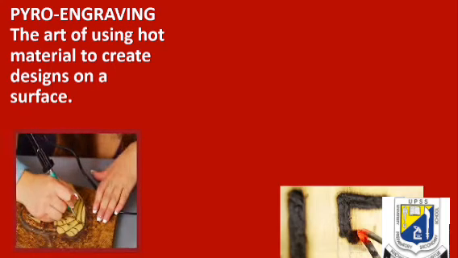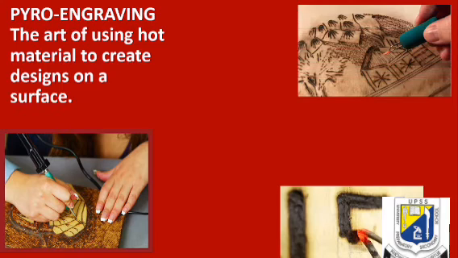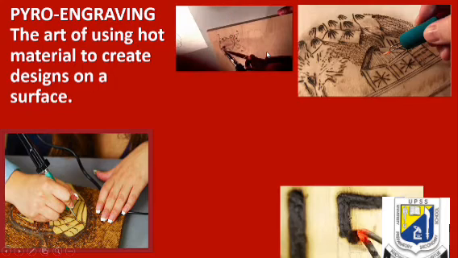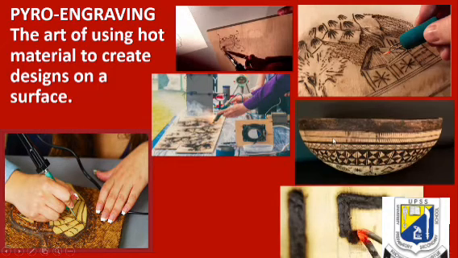Here are good examples of pictures of pyro engraving. Pyro engraving is the art of using hot materials to create designs on a surface. As you can see, these are illustrations of pyro engraving designs using hot metal to create designs on wood or any other soft materials. Here is a calabash which has been designed using hot metal.